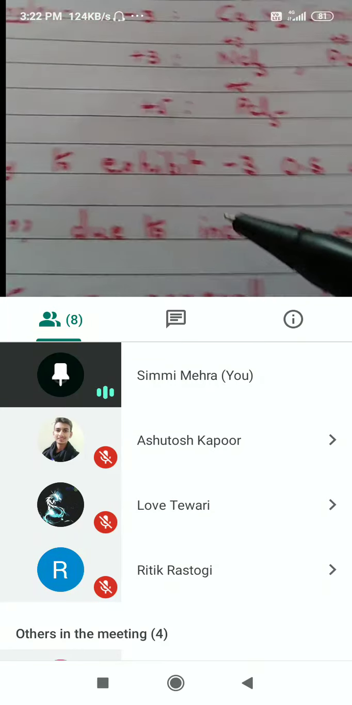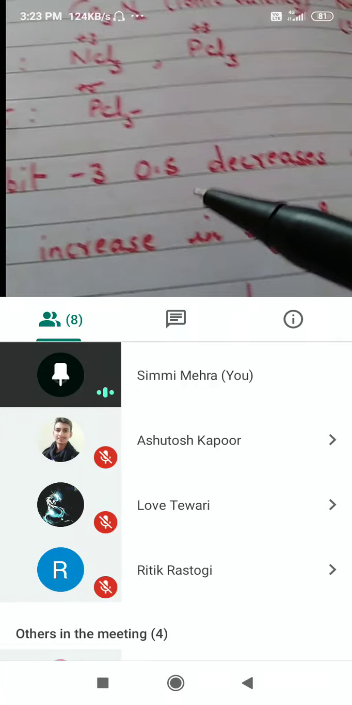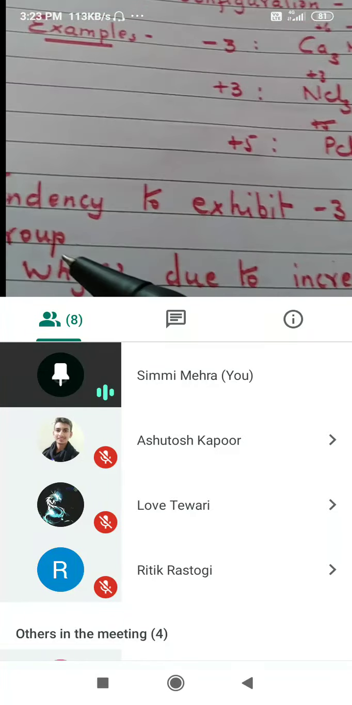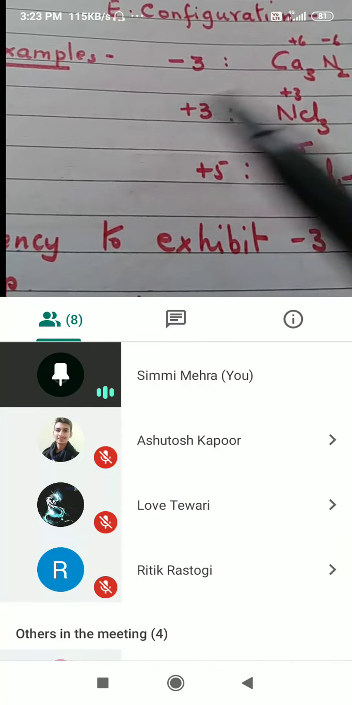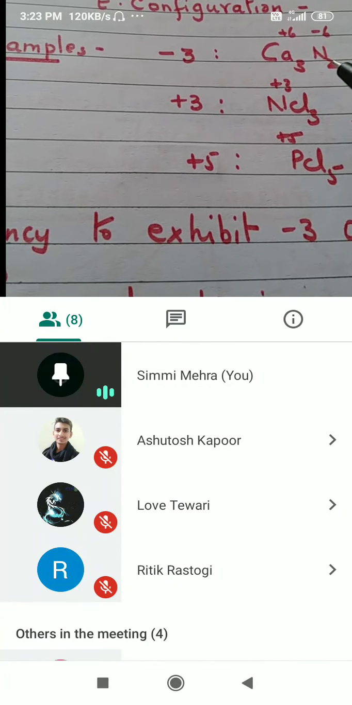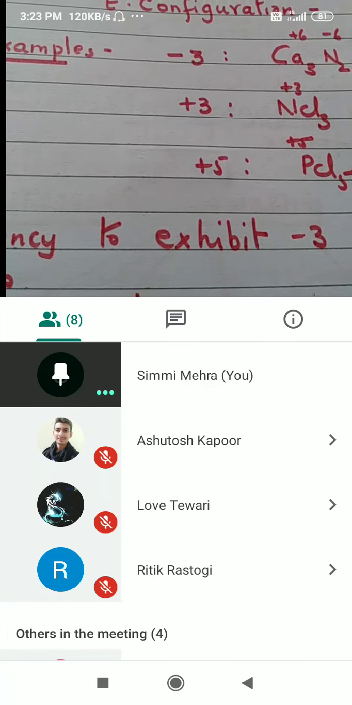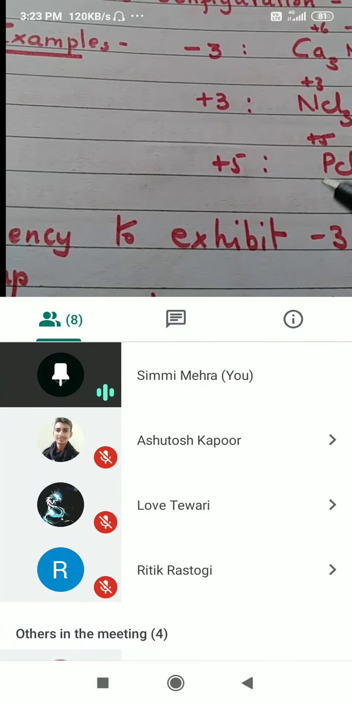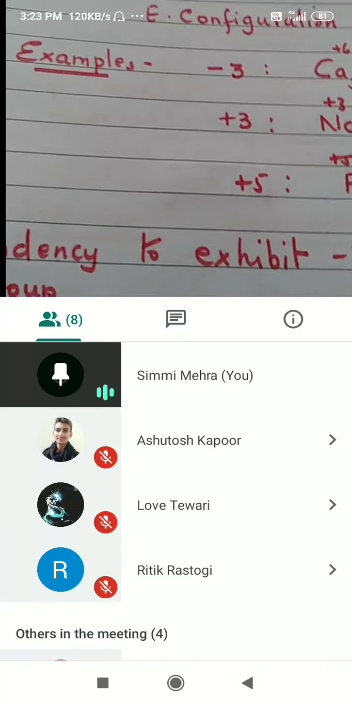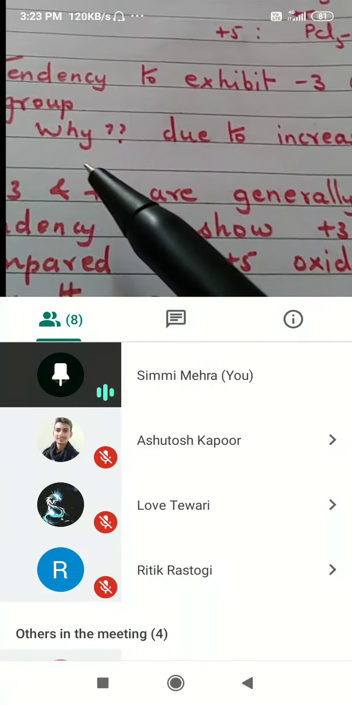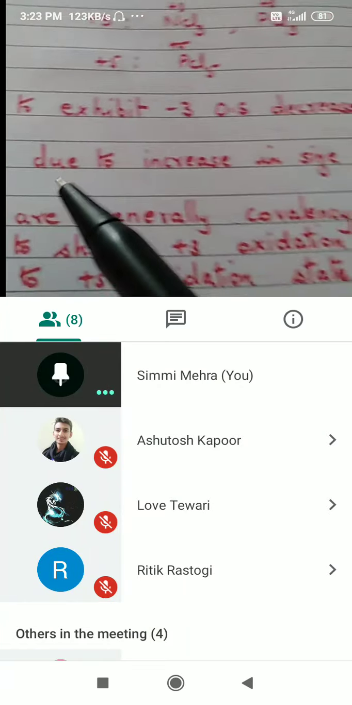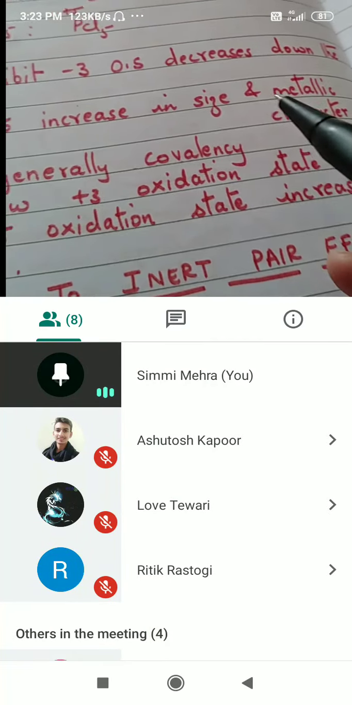Now, the tendency to exhibit -3 oxidation state decreases down the group. As you go down, the tendency will decrease. The example which I have given you is with nitrogen, not with bismuth, not with arsenic, not with antimony. They will not form -3 oxidation state. Why will it be like this? Due to increase in size and metallic character.